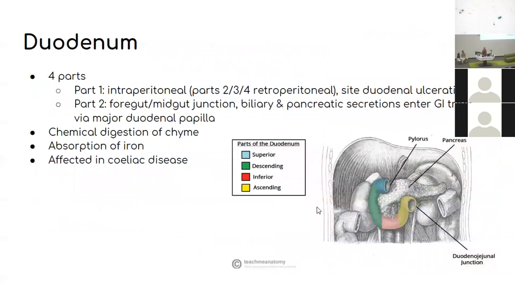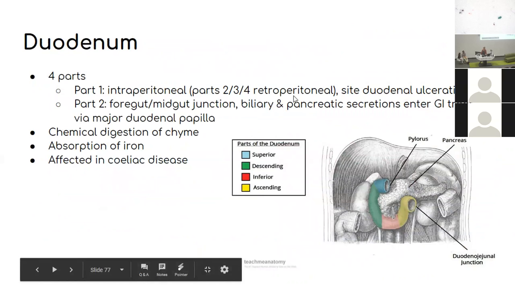So the duodenum, as Jadams would say, we have four parts. Clinical relevance: the first part is intraperitoneal, and it's where we have ulceration in peptic ulcer disease. Part two is important because we have the foregut becoming the midgut, and we also have the major duodenal papilla, which is where secretions from the pancreas and the bile duct enter the duodenum.